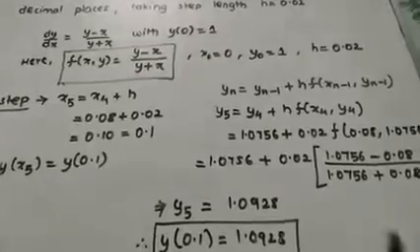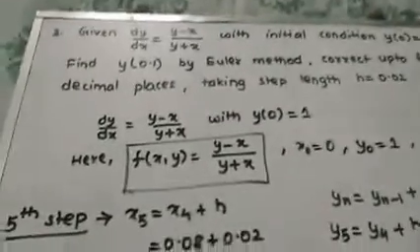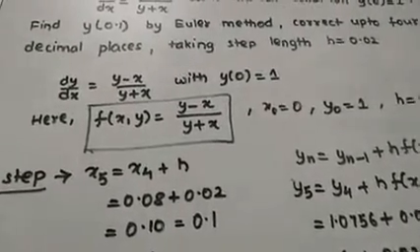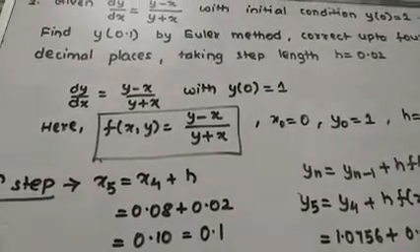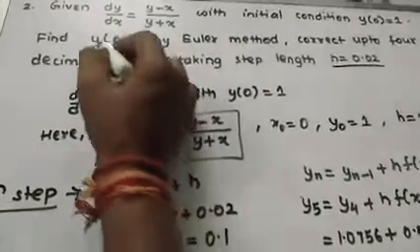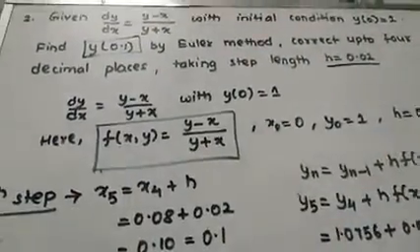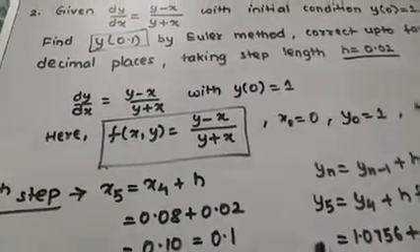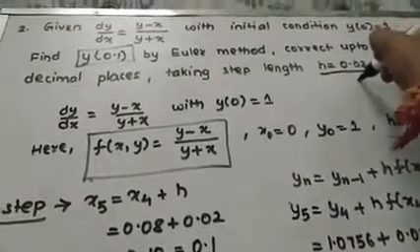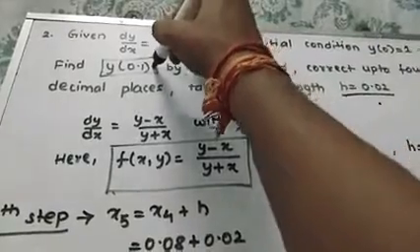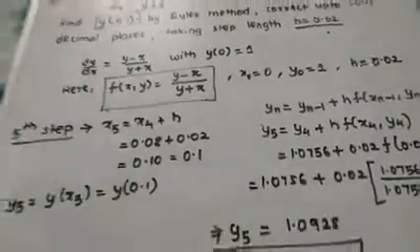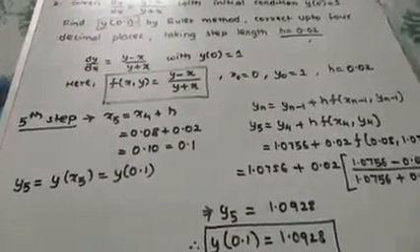Two things are most important: first of all your function, and second, you have to analyze at which particular step you will get your answer. That is by seeing the step length. Step length is very crucial, and also the point at which you have to find y. So by seeing the step length and the point where you have to find y, you can judge up to which step you have to proceed. Okay, so this is all for Euler's method.